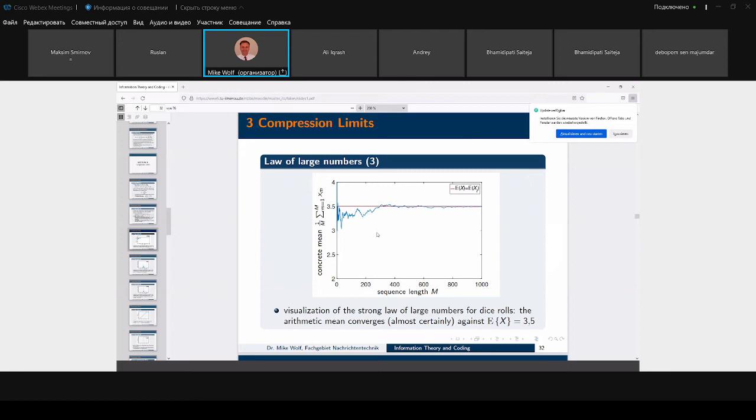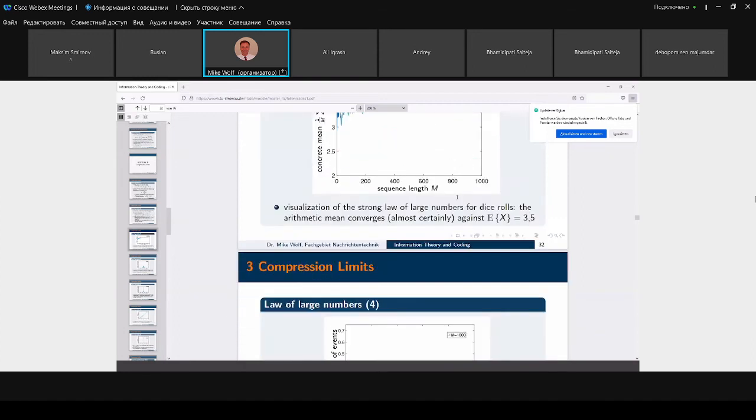So let's say we start with this arithmetic mean of this dice throw. And here we have the sequence length. What is shown in blue is this arithmetic mean, depending on the sequence length. At the beginning we have a large variation, of course, because the sequence length is short. Then if we increase the sequence length, we come closer and closer to this expected value. So we sum up the results and divide by the length.